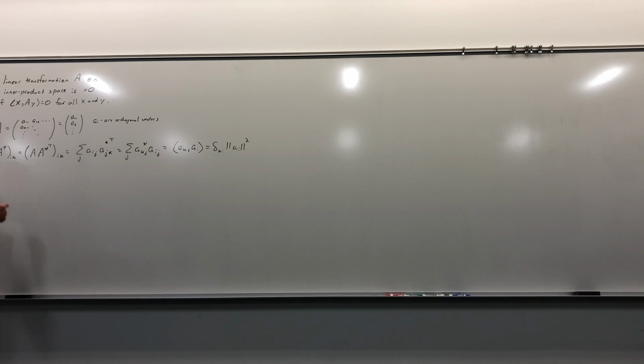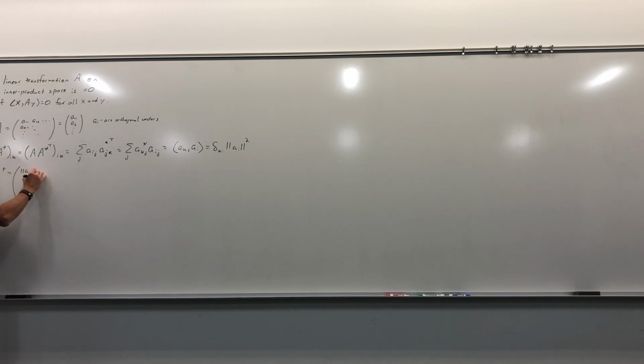All right. So this means that if we go away from individual elements and blow it up to the entire thing, A dagger is just going to be a matrix composed of zeros and then non-zero diagonal elements.